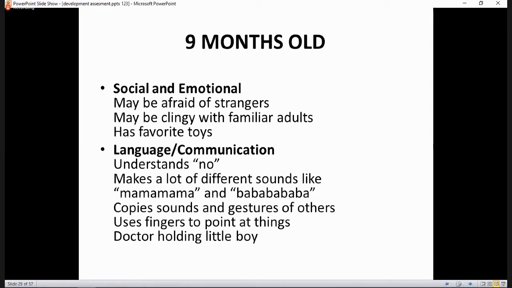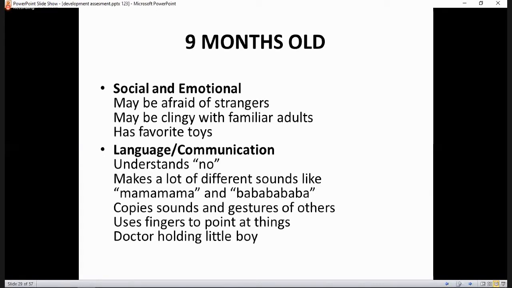Now come to the 9-month-old child. Socially and emotionally, he may be afraid of strangers. As I already told you, if the child is less than 7 months, he can go to every person without any resistance. But once he has reached 6 to 7 months, they will show stranger anxiety.